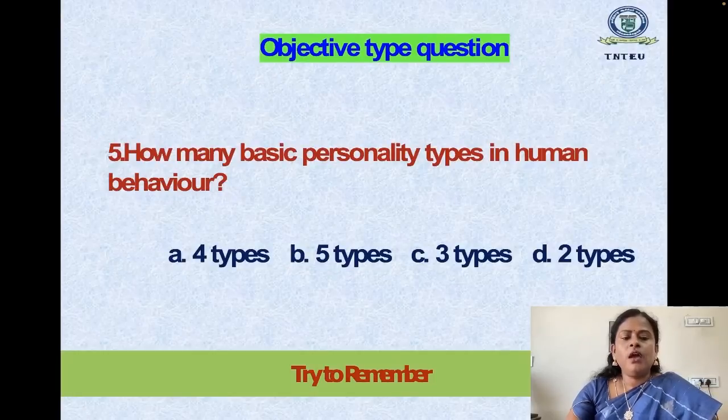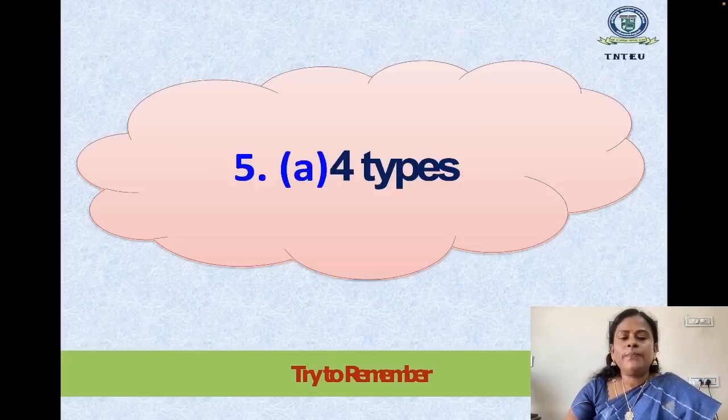Question number 5. How many basic personality types in human behavior? Options: Option A 4 types, Option B 5 types, Option C 3 types, Option D 2 types. Try to remember. The answer is Option A 4 types.